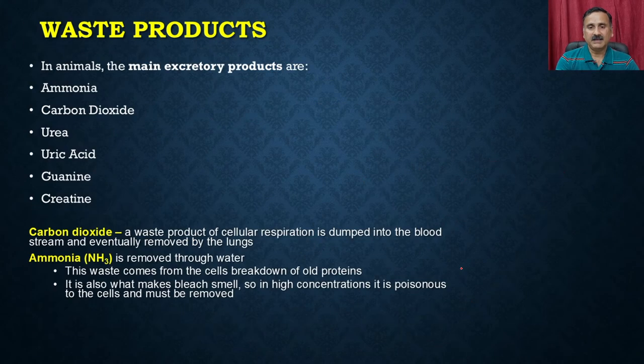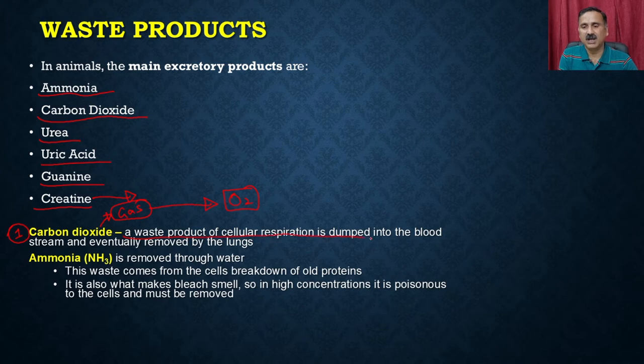So if we summarize the different types of excretory products found in the different organisms, they are ammonia, carbon dioxide, urea, uric acid, guanine, and in some organisms creatinine. And the way each is removed is different. For example, carbon dioxide is actually a gas, right? So carbon dioxide can be removed simply by the oxygen which is present in the environment. Carbon dioxide is a waste product of cellular respiration, and it is dumped into the bloodstream and eventually removed by the lung.